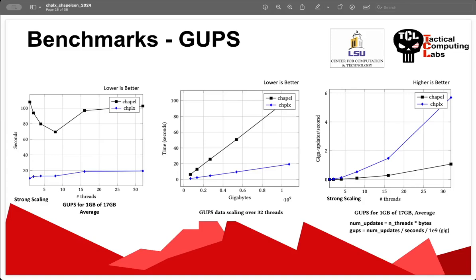Our middle plot, again, is time versus amount of data processed. We're scaled at gigabytes in this particular situation, so we're not doing megabytes anymore. Lower is better. ChapelX is doing incredibly well, and we're scaling out over 32 threads. And on the right, higher is better, so to some degree it's the inverse of the middle plot, but in this particular situation we're plotting the actual GUPS value. So number of threads times bytes divided by seconds divided by 1 times 10 to the 9th for gigabytes.